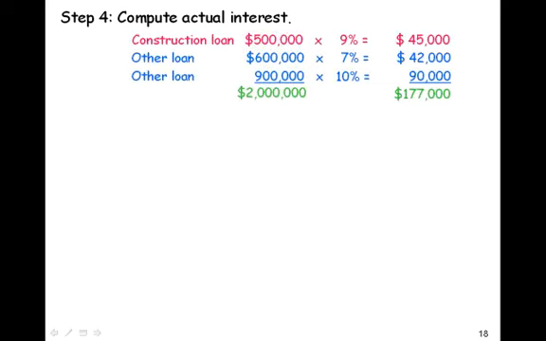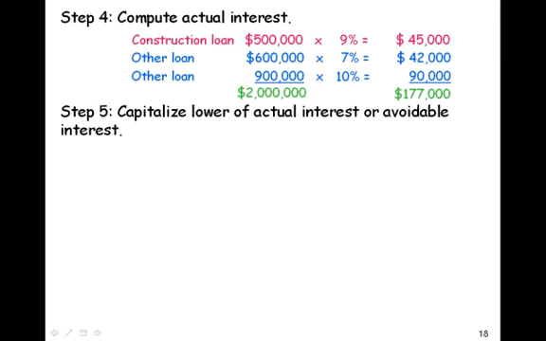Step 4 is to compute the actual interest. The actual interest is computed as follows. Step 5 is to capitalize the lower of actual interest or avoidable interest. Avoidable interest of $47,200 is less and therefore capitalized.